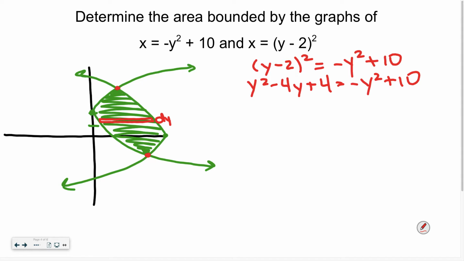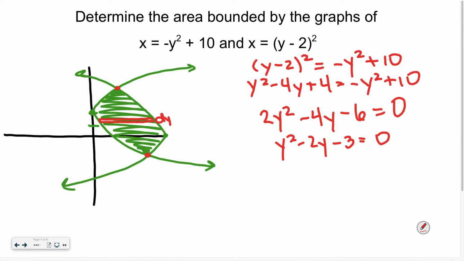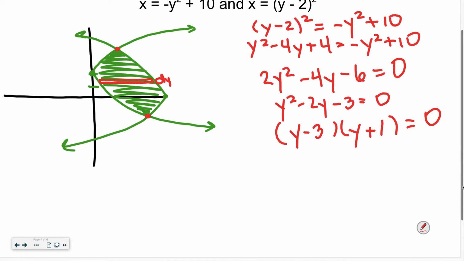We have quadratics. There's a reason why I have you in the specific seating arrangement that I do. Set it equal to 0. Then what would you do? Well, I would take the 2 out first because I don't really want to deal with it. Yeah. And then we can factor. Okay, so that was a lot of work, but now we know what our limits of integration are going to be.